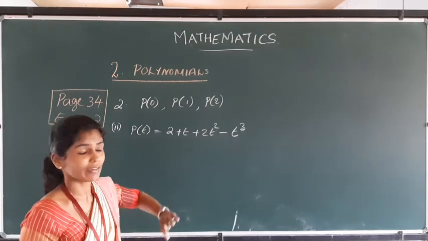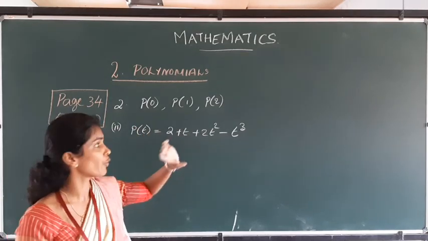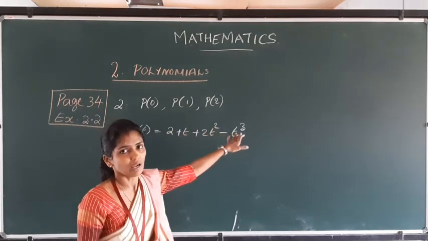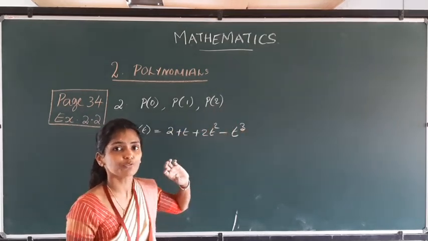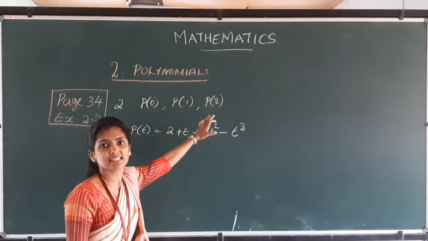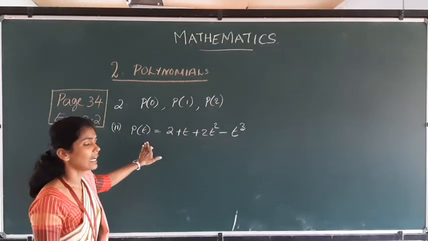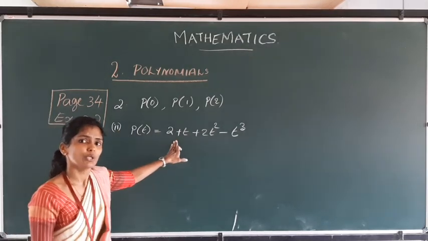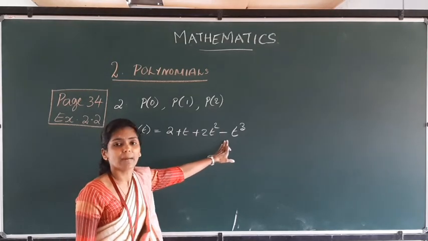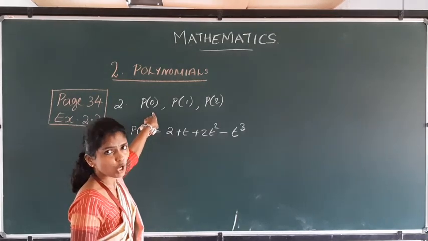Our next question, exercise 2.2, question number 2. Find the values of p of 0, p of 1, p of 2. Find the values of the polynomials at x equal to 0, at x equal to 1 and x equal to 2. Here consider the second sub-question, that is p of t equal to 2 plus t plus 2t square minus t cube. How to find p of 0?